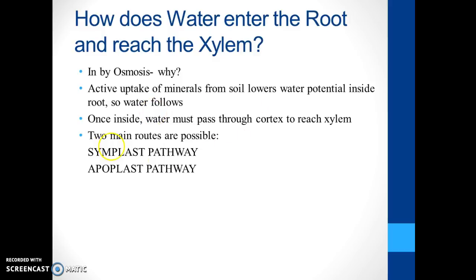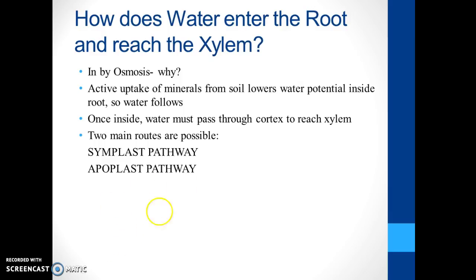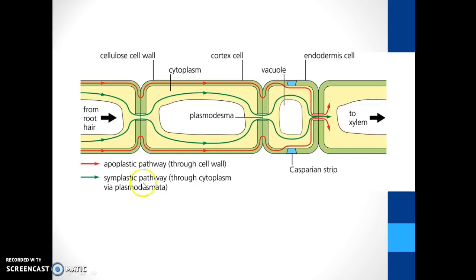Once inside, it goes through the cortex, which is that outer layer, all of the layer here. So the water must get from the cortex before it actually gets past the endodermis and into the xylem itself. And we've got two pathways that you need to be aware of. We've got the symplast or symplastic pathway and the apoplast or apoplastic pathway. And here we can see them both.